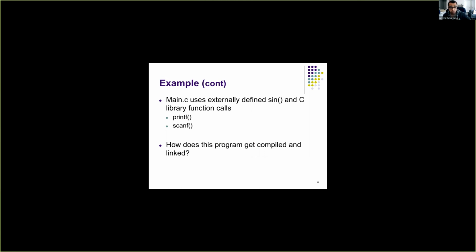As we saw, main uses externally defined functions: sign, printf, and scanf. That means it calls certain functions which are not defined in the corresponding C file. How does the program get linked, and how does the compiler make sure that the call in the main function actually invokes the sign function in the math.c file? How does it happen?